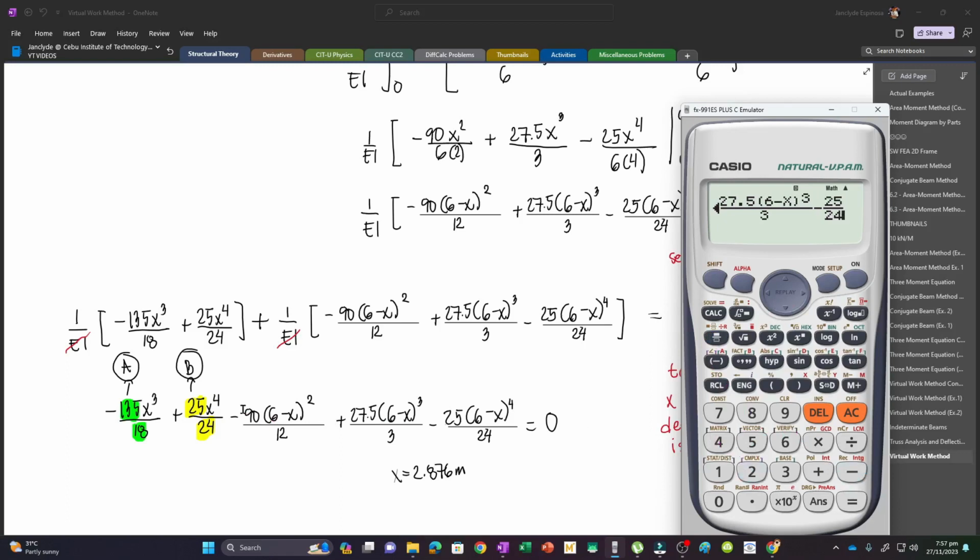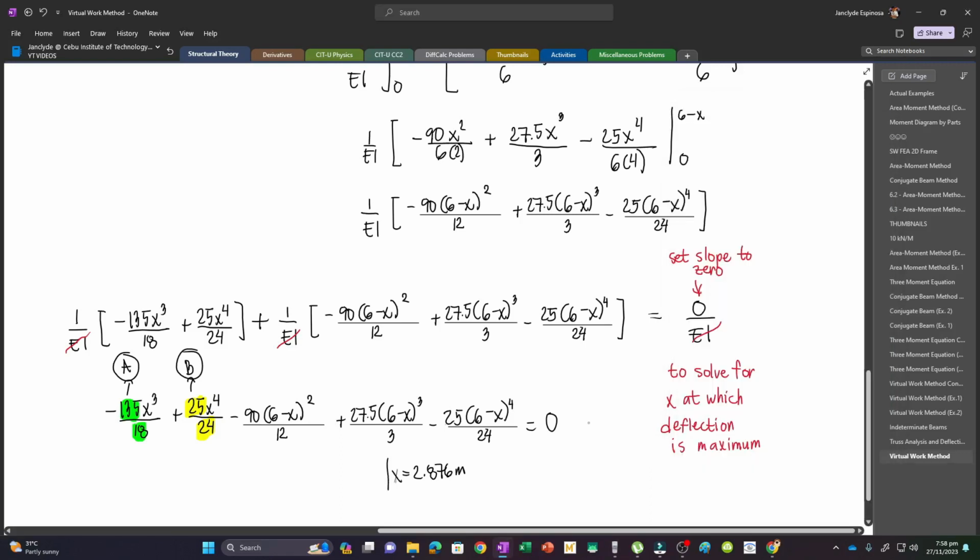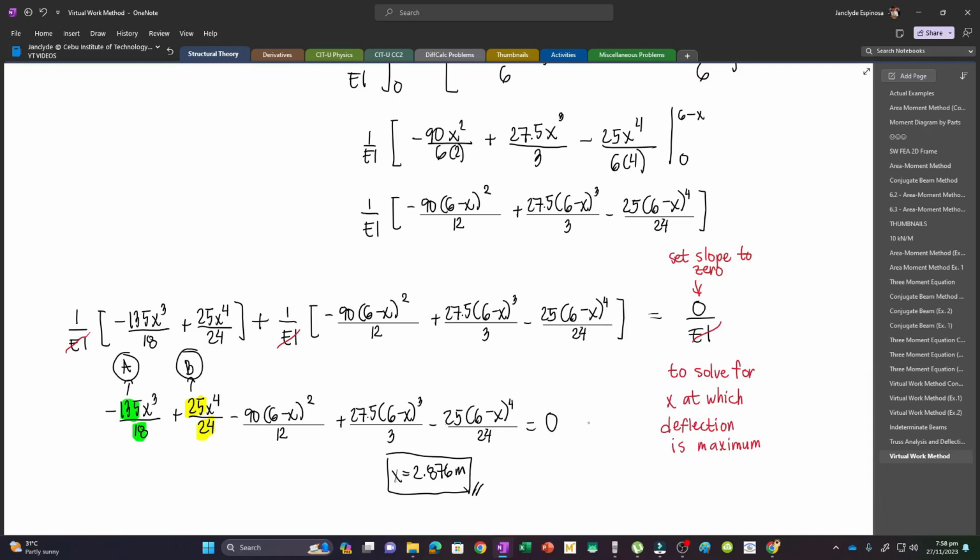But essentially, it's the same for B, but this is what I'll write: (6 minus x) to the power of 4. And then we set that to 0. Press shift solve. This is what we get, which is the same exact answer we got from the area moment, double integration, and the rest of our methods. And so, this is the way to compute for the location of the maximum deflection using the virtual work method.